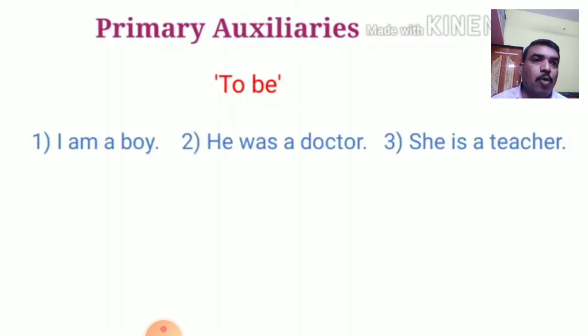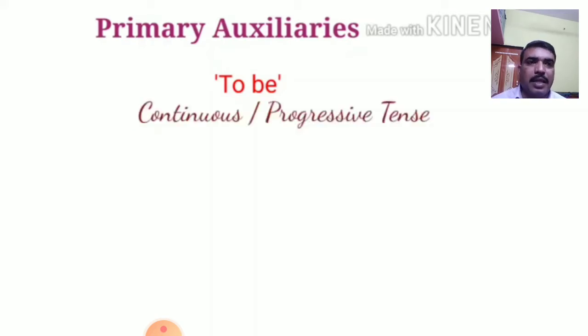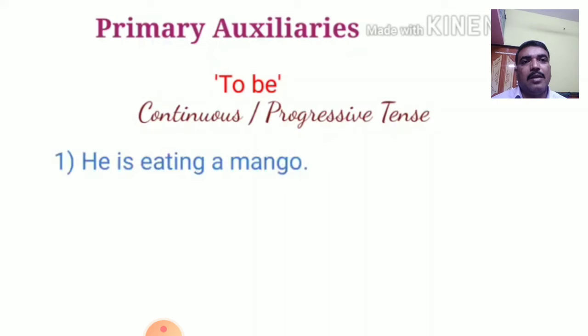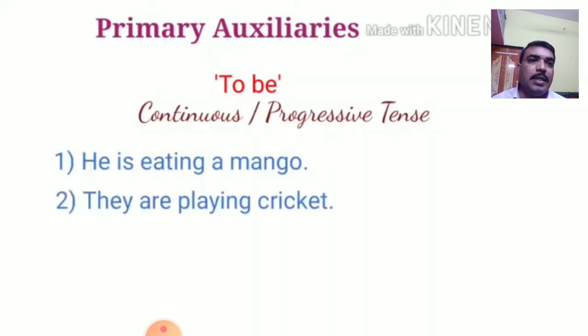Like I am a boy, example. He was the doctor. She is the teacher. Here, am, was, is. These are the to be forms in different tenses. They are used in continuous tenses or progressive tense. This kind of to be verb: am, is, are, was, were. For example, he is eating a mango. They are playing cricket, right? Here, both sentences are in continuous tense, and here are and is are used.